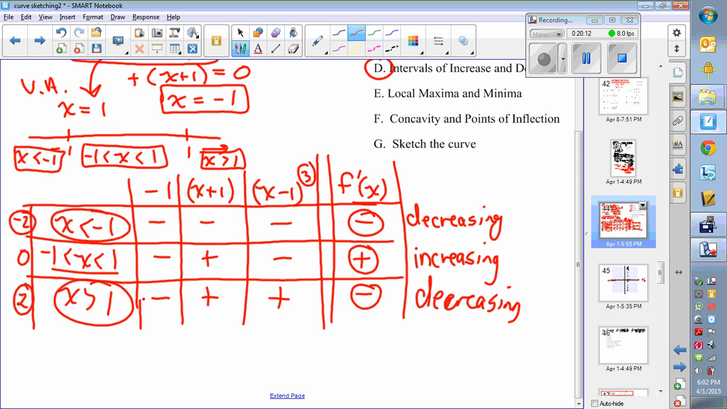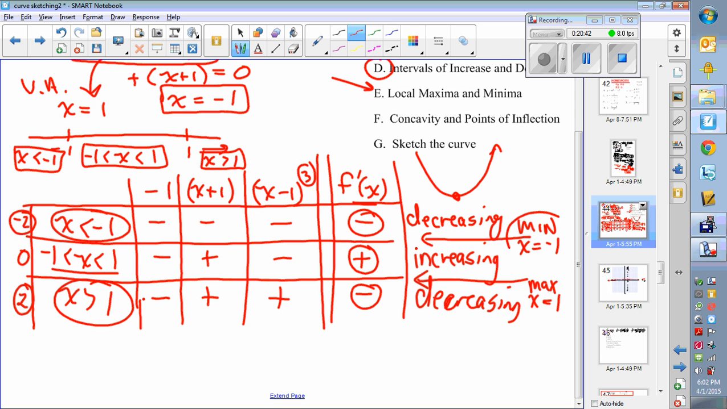So we can now determine, which is part E from this table, the local max and the local min. Because if it goes from decreasing to increasing, the function's dropping and then going back up again, that looks like a minimum. So we have a min right here at x equals -1. And we have a maximum where it goes from increasing to decreasing. We have a maximum at x equals 1. So we go to find those 2 points, and we're going to notice something pretty quick here.